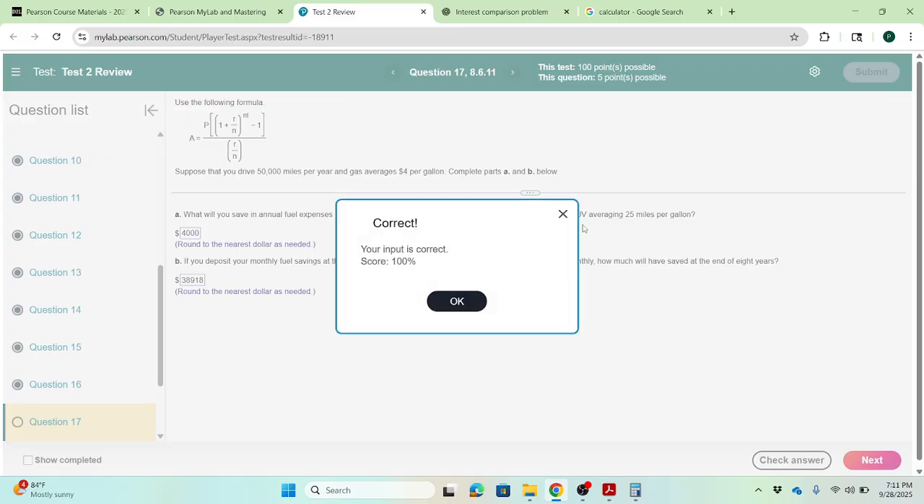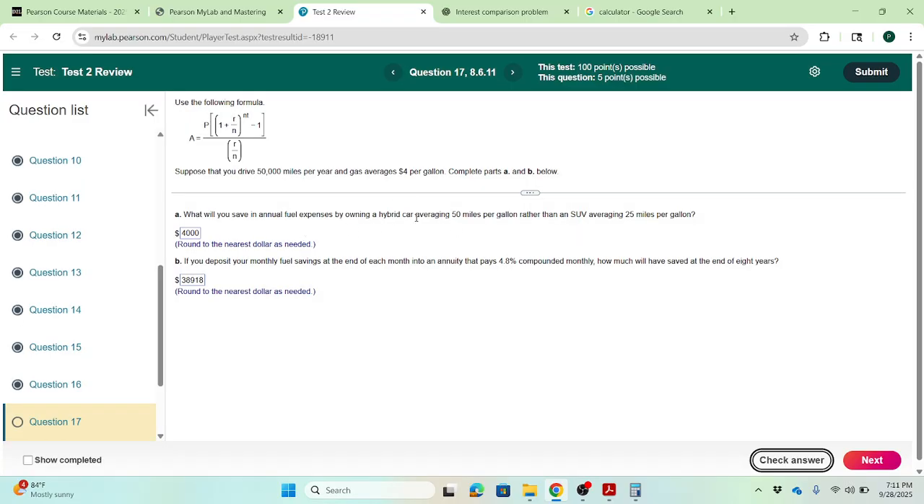38,918 bucks. Look, just switching from an SUV, which averages 25 miles per gallon, to a hybrid, which is 50 miles per gallon, in 8 years you're going to save 38,918 bucks.